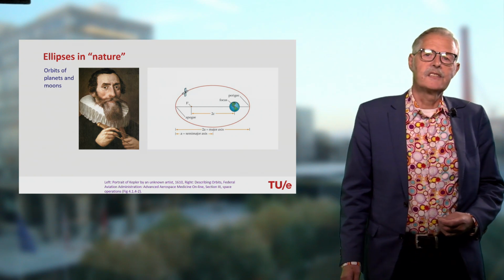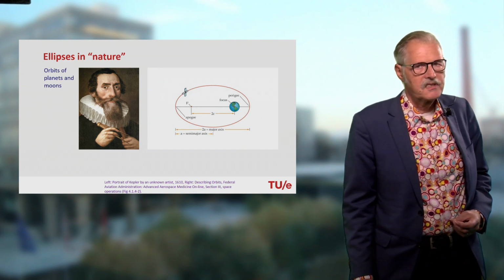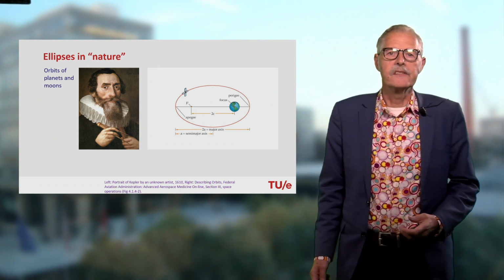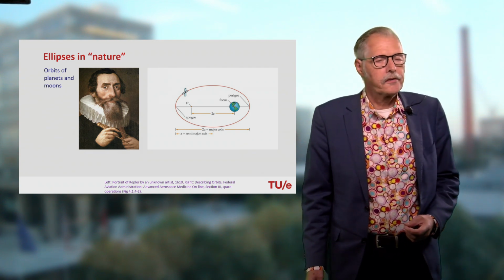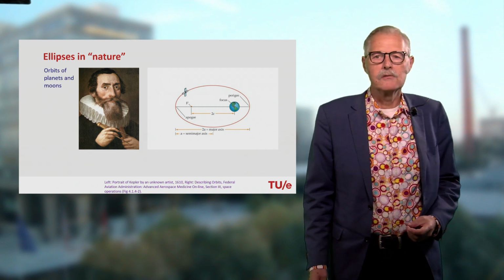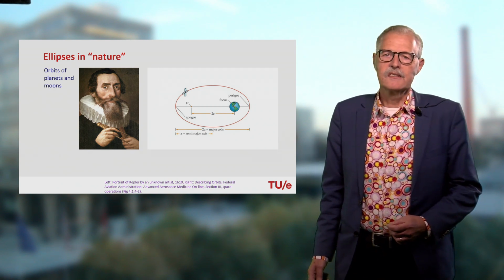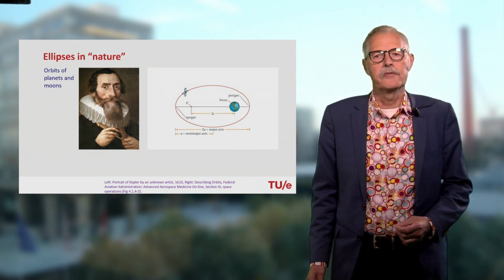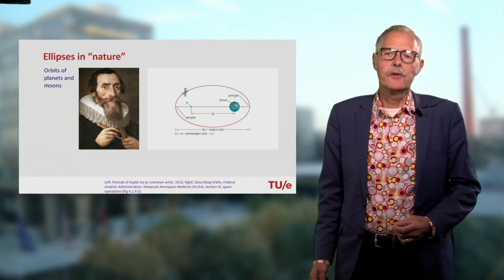The other situation where you encounter ellipses in nature is the orbits of planets and moons. You know, the Earth is going around the Sun, but the Sun is not in the center of the figure we make. The Sun is in one of the focus points of an ellipse. And you have the same here.